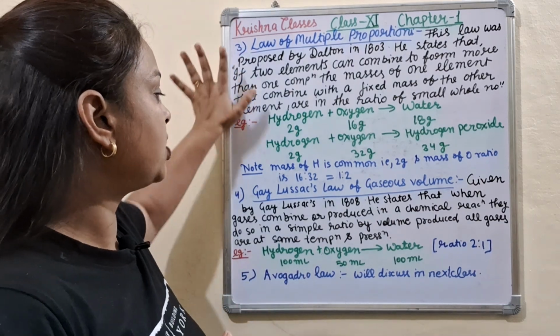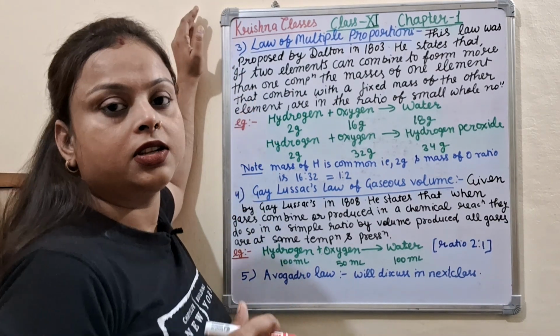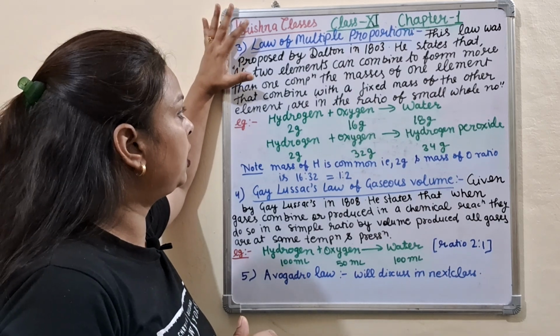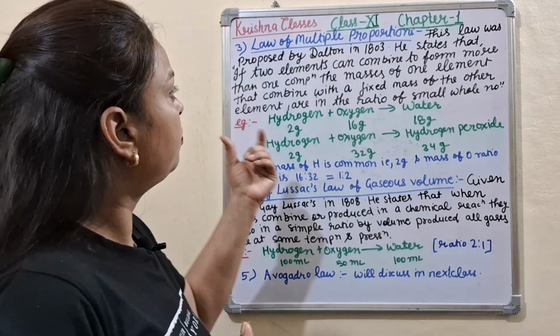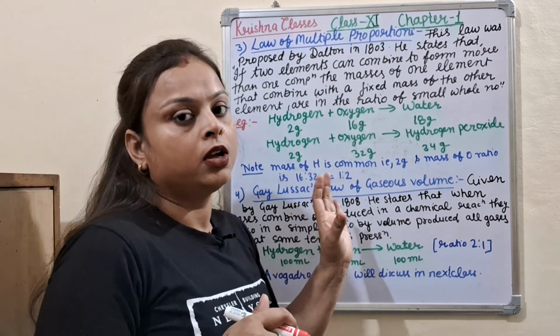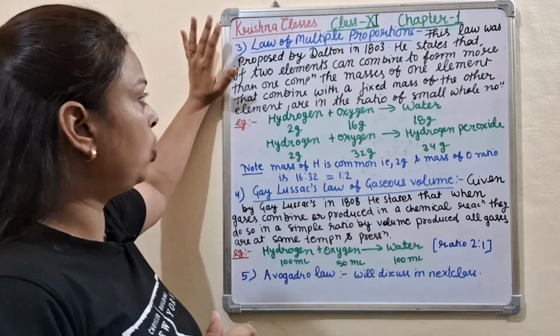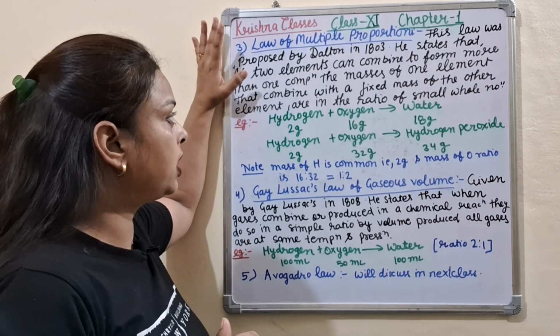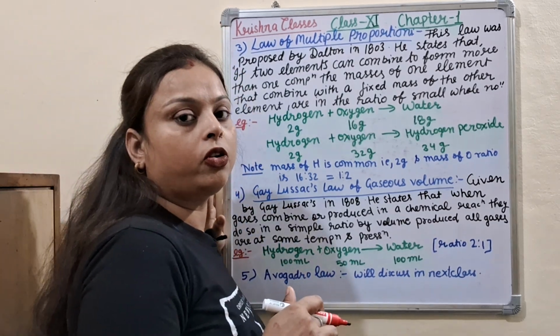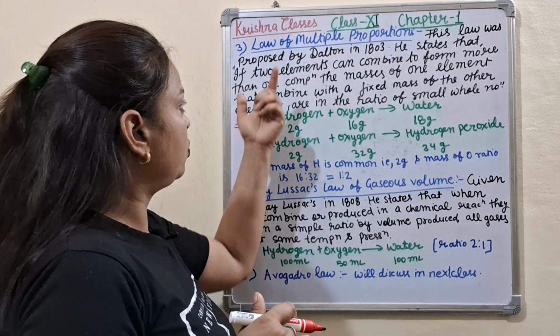And what are the first and second laws? I discussed them in my previous video. There are five laws of chemical combination given in your book, and I described two laws in my previous video. So for knowledge of the first and second law, you can watch my previous video also. So let's start today's topic.